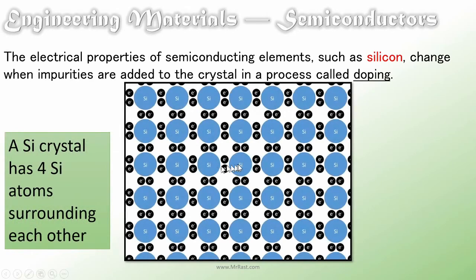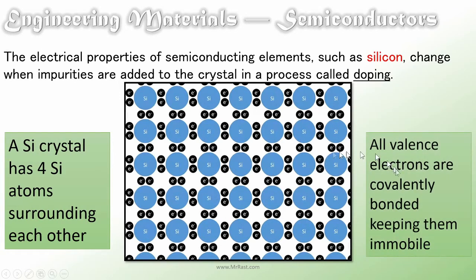So what happens is when silicon is around other silicon, remember the ideal state of valence electrons around elements is 8. So silicon will bond with 4, so one silicon will bond with 4 other silicons around it, and so forth. Every silicon has 4 around it, and it's all locked up like this. All the valence electrons are completely covalently bonded, keeping them immobile. These electrons are not free to move in this position.